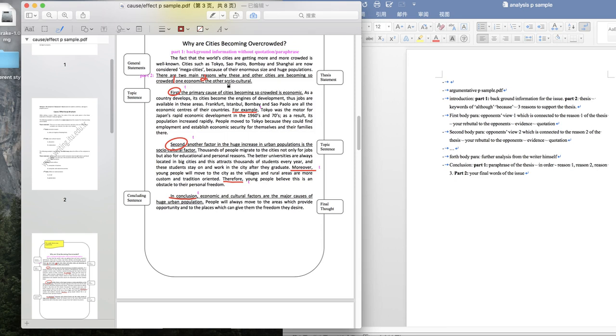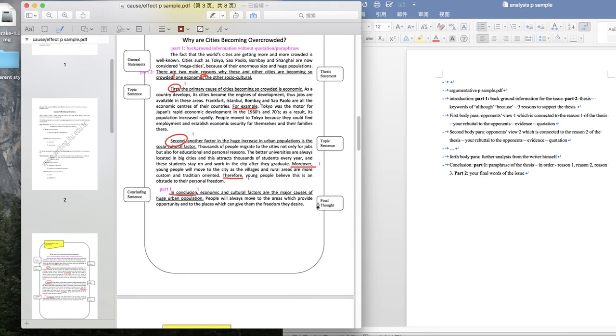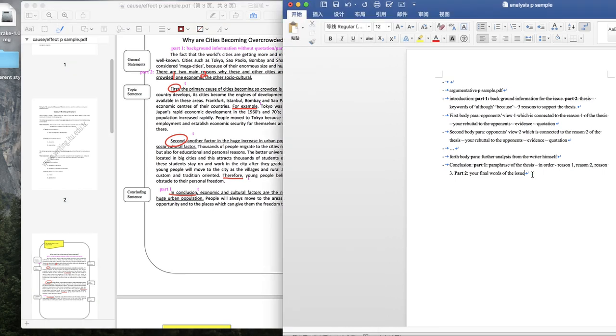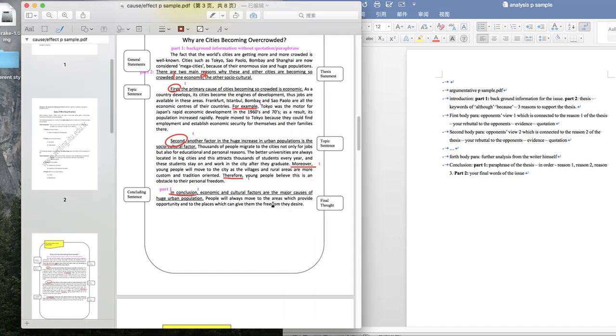Paraphrase the thesis. Right? This sentence is the first part, part 1 of the conclusion. Paraphrased the thesis in another style, and it restates that economic and cultural factors are the major causes of huge urban population. Correct? And then the final thought. Your final thought here, as well as in the argumentative essay, your final words of the issue, your further understanding of the issue.